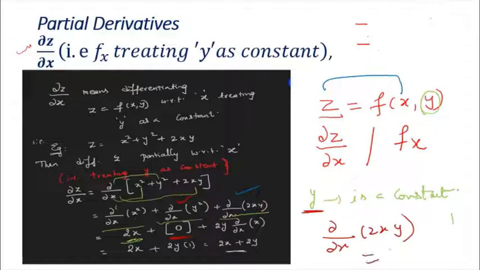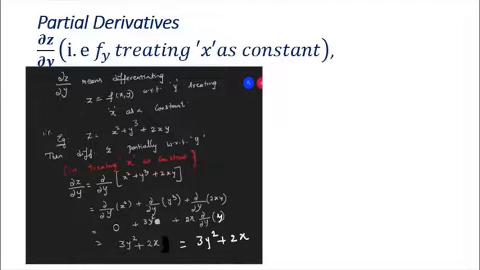In this, only x is a variable and the other terms 2 and y are constant. So any constant you can bring it out. 2y into dou by dou x of x. 2y is a constant. Dou by dou x of x is 1. So 2y into 1 will be 2y. So the final answer is 2x plus 2y.